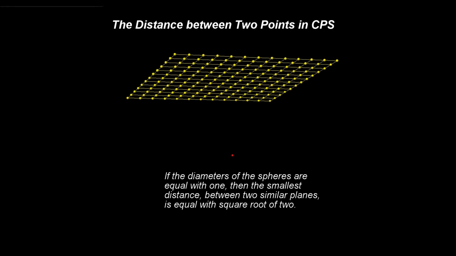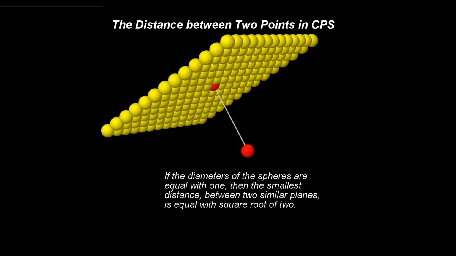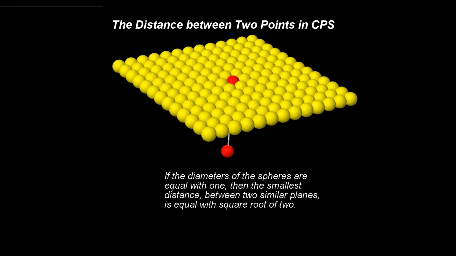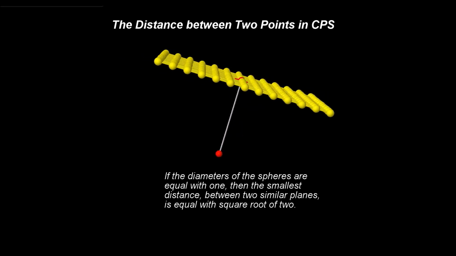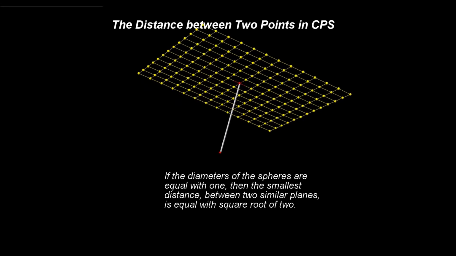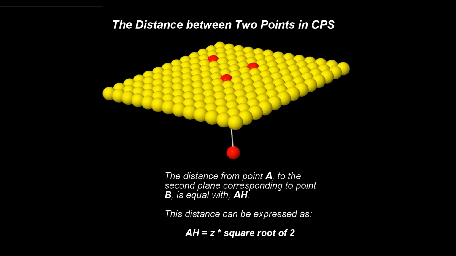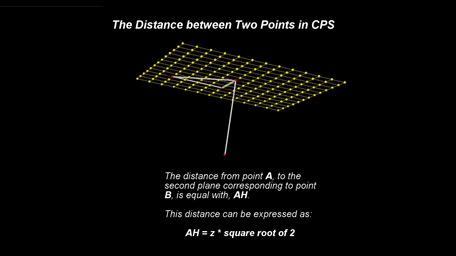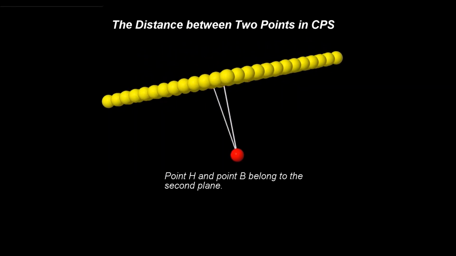Let's consider 2 such planes that overlap perfectly over one another, and let's consider point A belonging to the first plane, and point B belonging to the second plane. Let's also consider the planes to be z-planes apart. Then, the distance from point A to the second plane corresponding to point B is equal with AH. This distance can be expressed as AH equals z multiplied by square root of 2.